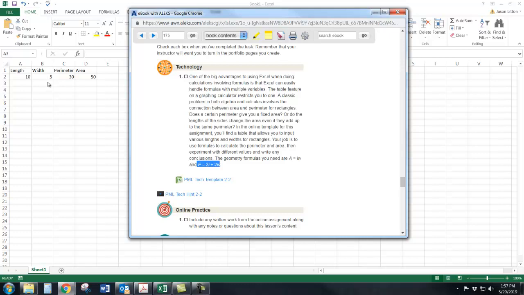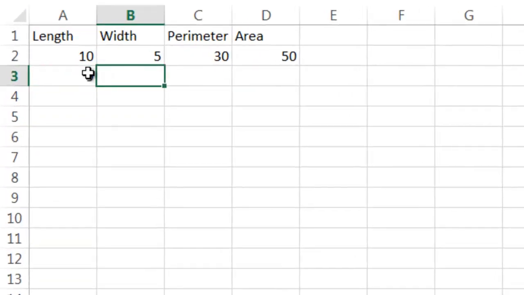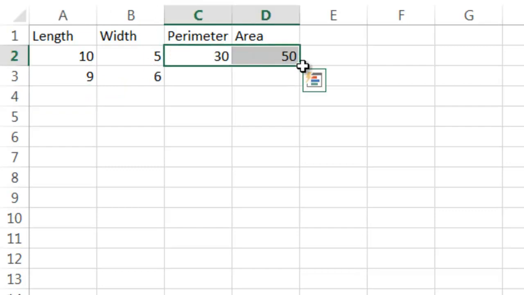So if I want to see what the other alternatives are, I could put in here, well, if this is 9, I need it to add up to 15, so this must equal 6. Let's see if that worked out. Well, 30 and 50 we pulled down. Remember, watching our corner change, we pull down and we get our perimeter remains constant, which it has to, and our area changed. 9 times 6 is 54.